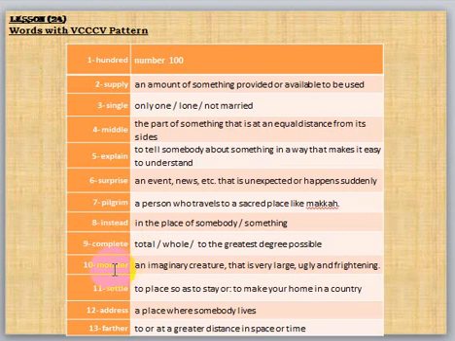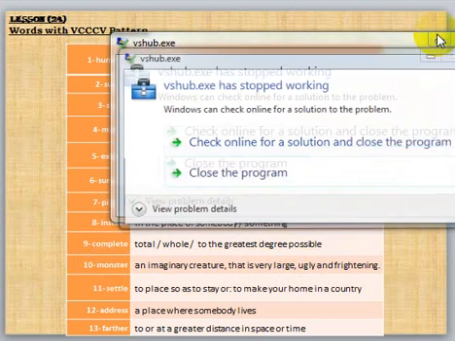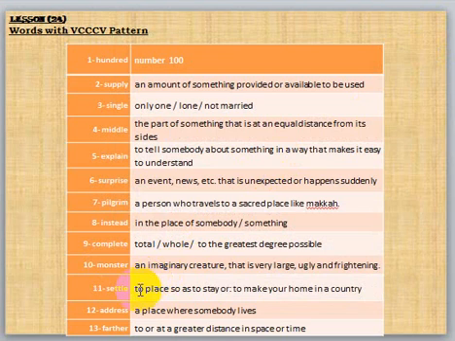Okay, number 10, monster, an imaginary creature. It's a creature that is very large, ugly, and frightening. It's a monster. Monsters, these creatures, like in movies. This monster scared you. If you went to a movie and you saw a monster, this monster scared you.